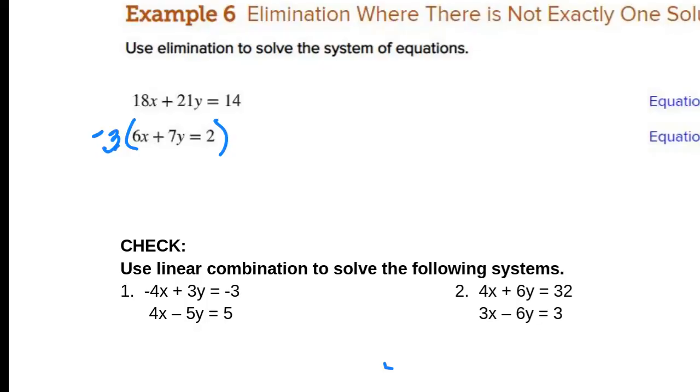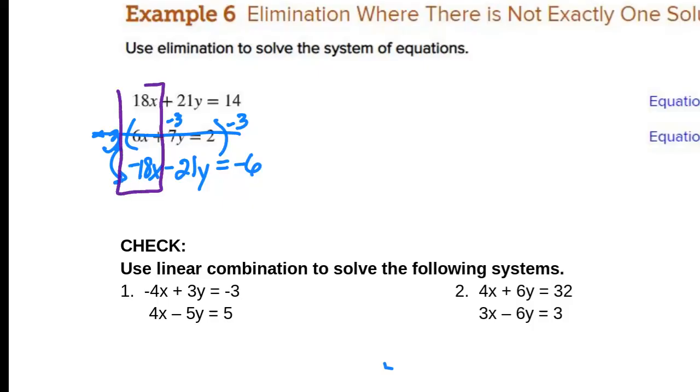All right, so I'm going to rewrite it down here. -3 times 6 is -18x. -3 times 7y is -21y. And -3 times 2 is -6. So I'm going to put a single line through that original equation so I don't get them mixed up. Then add them together. And here are my two opposites. One has a positive sign, one has a negative. They have to be opposites when you are canceling them out, okay?